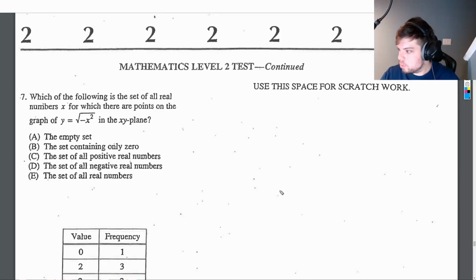47. 2 hours, 43. Hopefully we can finish this pretty quick. Which of the following is the set of all real numbers x for which there are points on the graph?